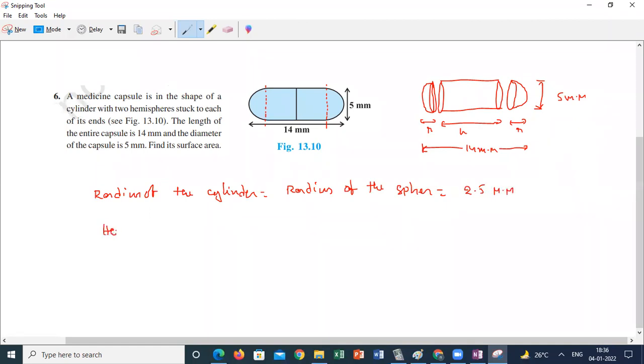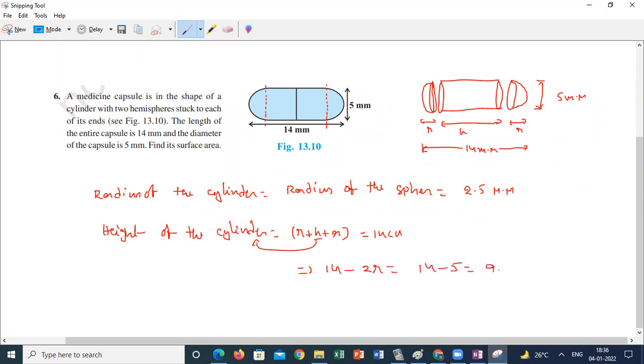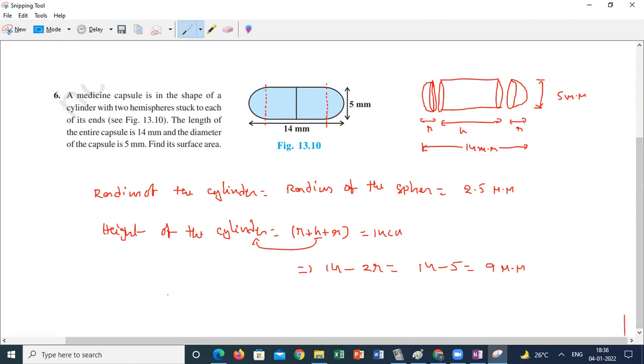The height of the cylinder, because it is horizontal, is nothing but the length of the cylinder. Here R plus H plus R will be equal to 14 mm. We need only the H here. So 14 minus 2R, that is 14 minus the diameter, 14 minus 5, is 9 millimeter. Now we got the parameters.